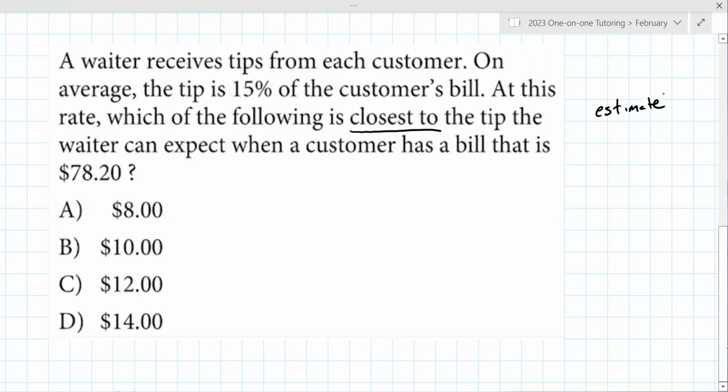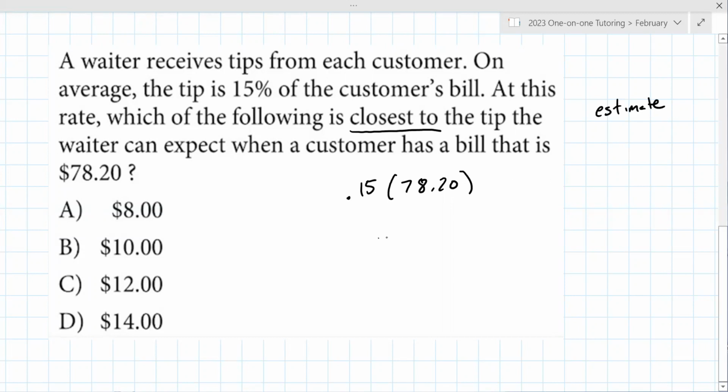Again, you could go to a calculator and do 0.15 times 78.20. But you actually can do it without grabbing the calculator, and you can do it faster this way. So do any of these numbers stand out to you as being right or wrong or different, or close to the answer? Anything stand out when you look at these four answers? I think 8 and 10 are the closest ones.